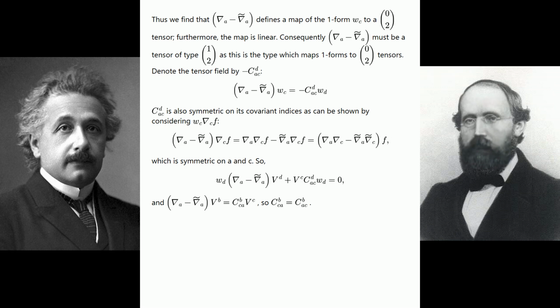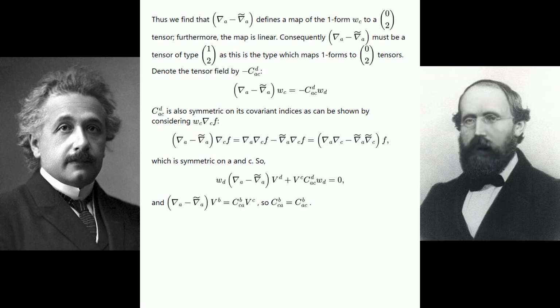Consequently, ∇_A − ∇~_A must be a tensor of type (1,2), as this is the type which maps one-forms to (0,2) tensors. Denote the tensor field by −C_A C^D. See the next equation. C_A C^D is also symmetric on its covariant indices, as can be shown by considering W_C ∇_C F. See the equation shown, which is symmetric on A and C.